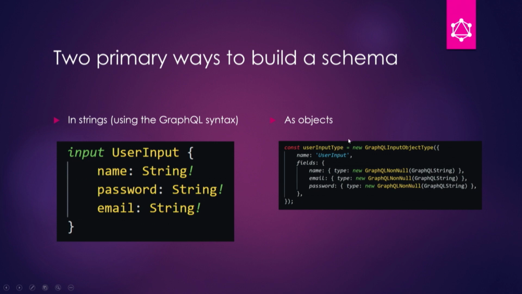You can also, instead, do it in an object-oriented programming way, where you create a new input object type with the name of user input. You have these fields. Make sure that it's a non-null string, and so on and so forth. This way is obviously a lot simpler. However, with this object-oriented way, you do have the ability to do fancy things with it. Maybe do some introspection to your database and have it populate the schema according to what it finds in the database.